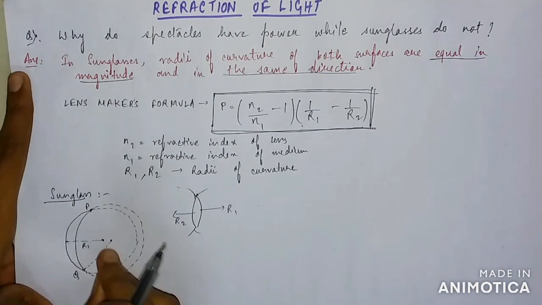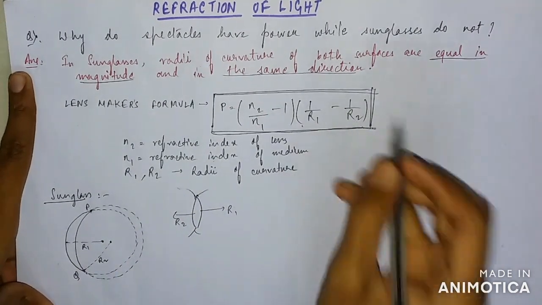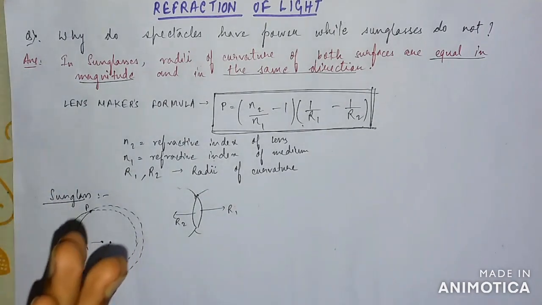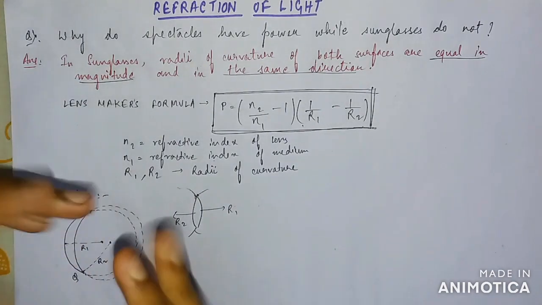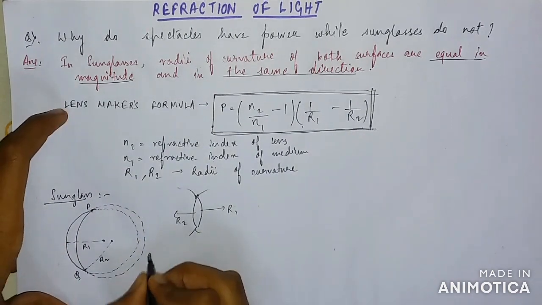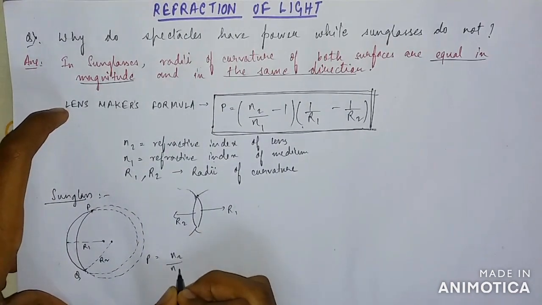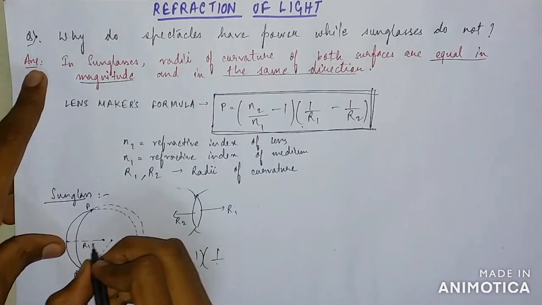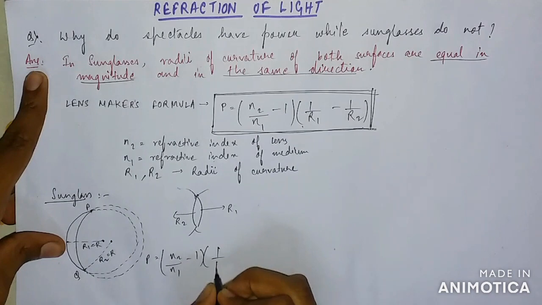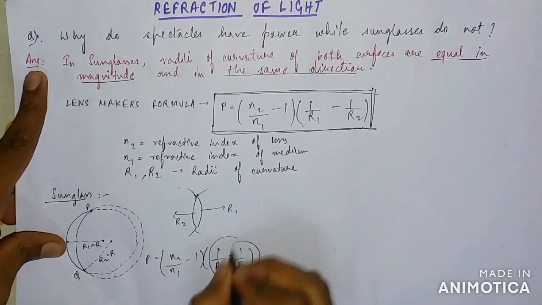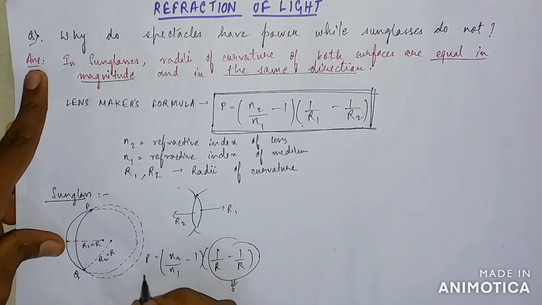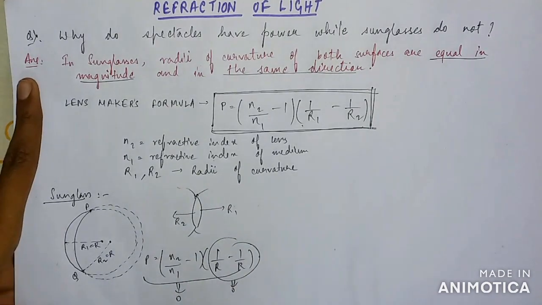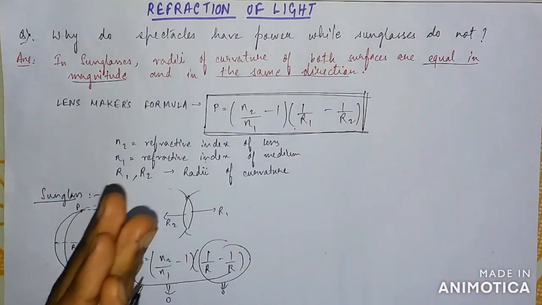But in this case what happens is that r1 and r2 become equal, and they are taken in the same direction. So what is the power? Let's say that r1 is equal to r and r2 also is equal to r, so 1/r - 1/r, this will give you 0, and hence the entire power will give you 0. And as the entire power is 0, so in sunglasses we do not have power.